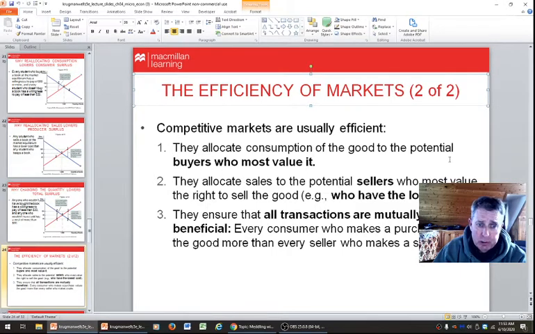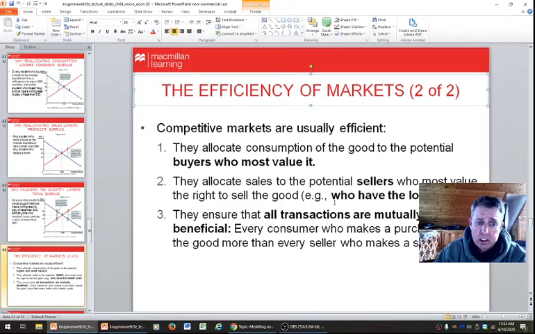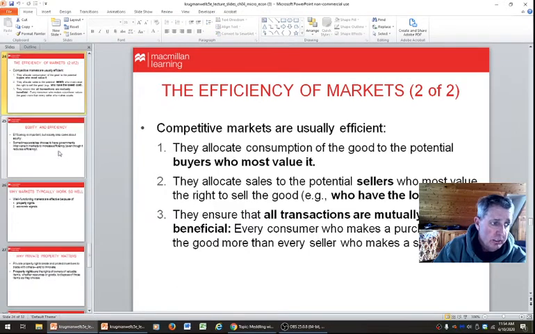They allocate consumption of a good to the potential buyers who most value it. They allocate sales to potential sellers who most value the right to sell the good, e.g. those who have the lowest cost. They ensure that all transactions are mutually beneficial. This is the value proposition. We both walk away happy. Every consumer who makes a purchase values the good more than every seller who makes the sale. This makes Krugman and Wells sound not like Keynesians. They sound like Austrians here, but they soon leave the reservation.